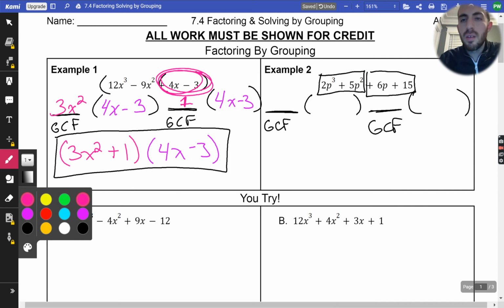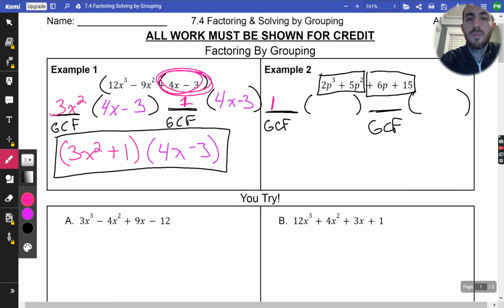Now looking at the boxed up pair to the left, we need a GCF. The GCF of 2 and 5, there's only one number that goes in both of them, and that's 1. But now we got to look at the p cubed and the p squared. The most p's we can take out of there is 2, right? Because we can take 2 out of 3 and we can take 2 out of 2. So we're going to say p squared.